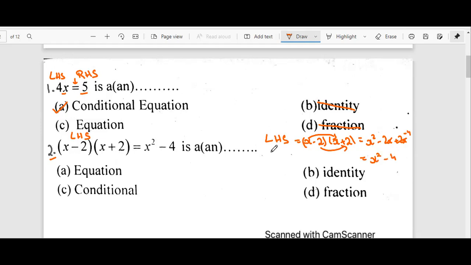Now I have only simplified the left hand side and I got x² - 4, which basically is the right hand side. This means that this way or the other, left hand side and right hand side are identical. If two sides are identical, this means that it is an identity, right? Okay.